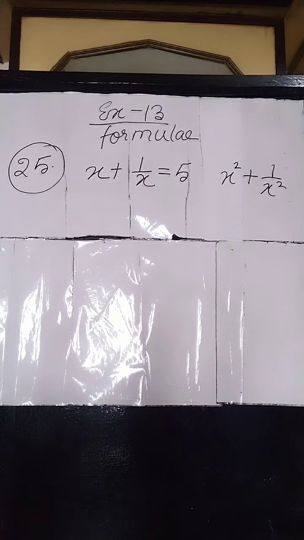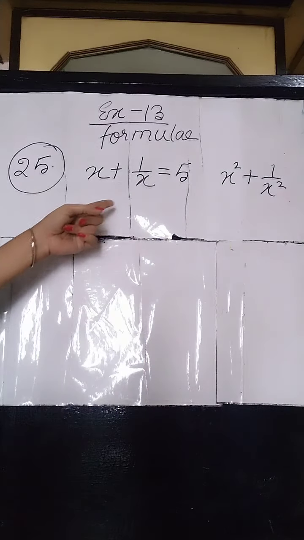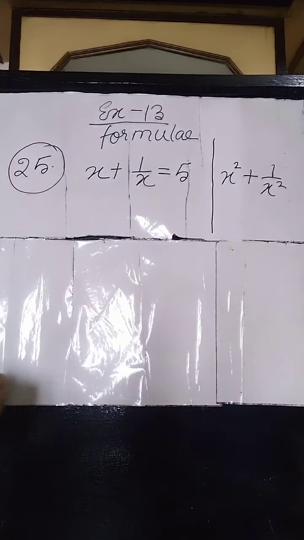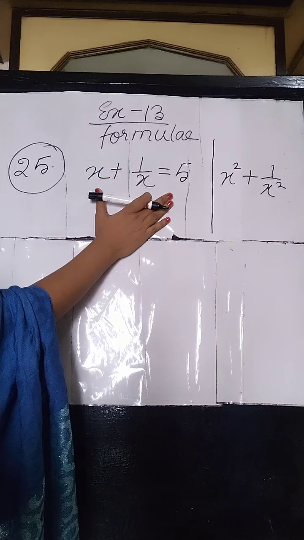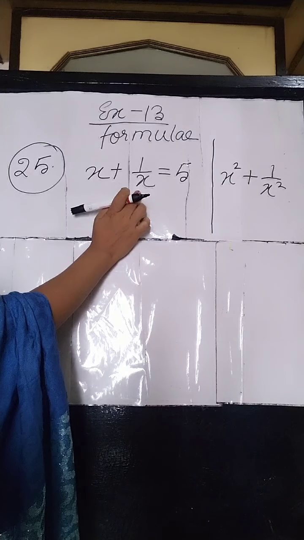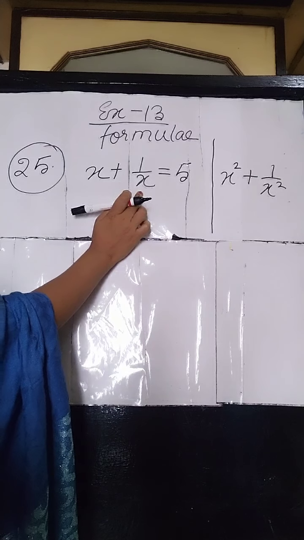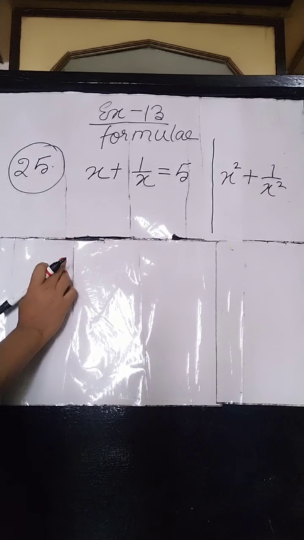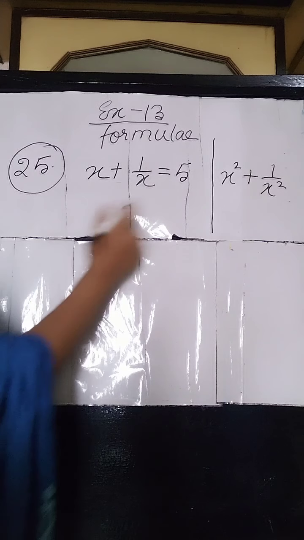Now, how will you find out the value of x square plus 1 by x square from this given value? I will show you through this sum. Whenever you are given this type of sum, where you are given the value of x plus 1 by x, and you are required to find out the value of the square of this, you need to do one thing, that is squaring both sides.